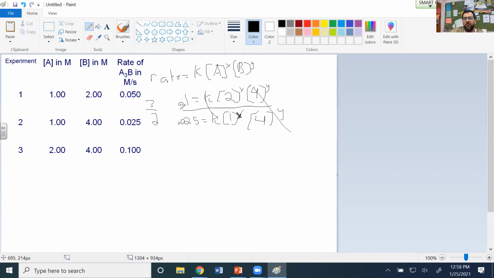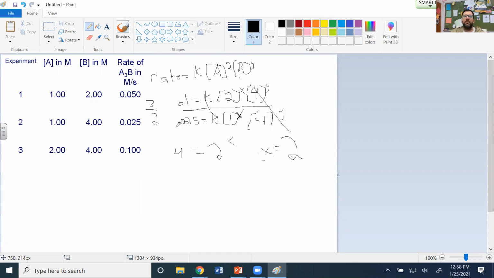So now I can simplify this down. 0.1 divided by 0.025 is 4. So 4 equals 2 divided by 1, which is 2, to the power. So 2 to what power equals 4? I made a mistake there, I apologize. This should have said X and not Y. That's my mistake, I couldn't read my messy handwriting. So 2 to the X power, so X equals 2. I'm going to come up here and erase my X, and replace it with a 2.